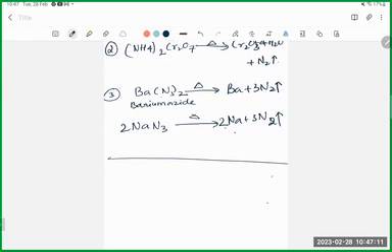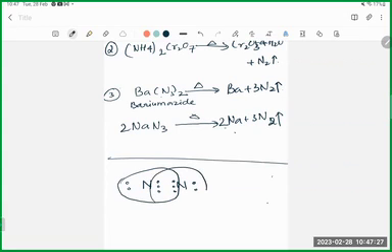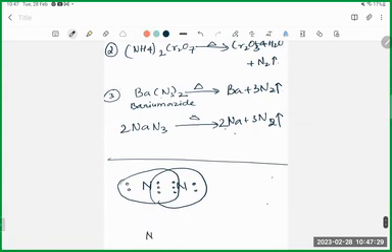This is how dinitrogen is prepared. So what do you mean by dinitrogen? Dinitrogen is N2. Each two nitrogen atoms combine and share their electrons, 3 electrons, and form a triple covalent bond, and 2 lone pairs are left. This is the lone pair.